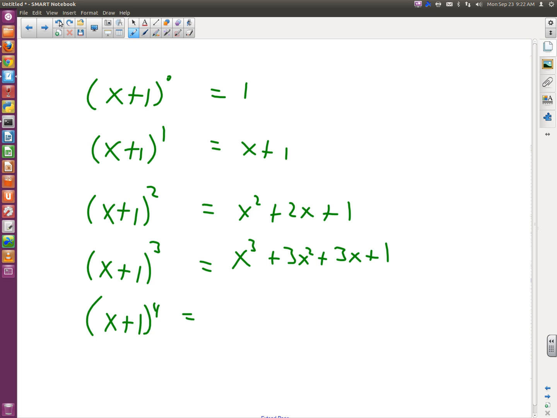So what are the next coefficients? 1, 4, 6, 4, 1. Pretend that's a 0. What am I doing? I'm taking the number above plus the previous one, right? Sort of like a recursion. Ooh, remember recursive sequences? We did that, yeah. All right, so what should I write for the FOILing out? X to the 4th plus 4x cubed plus 6x squared plus 4x plus.